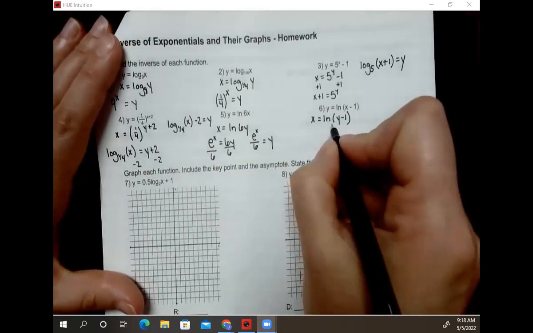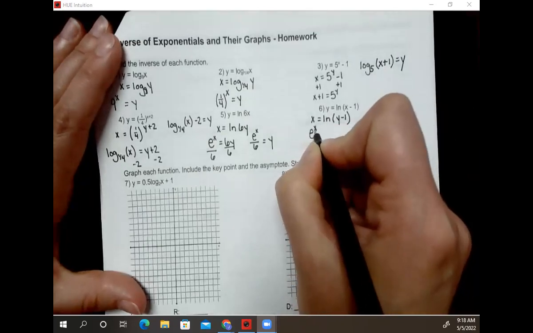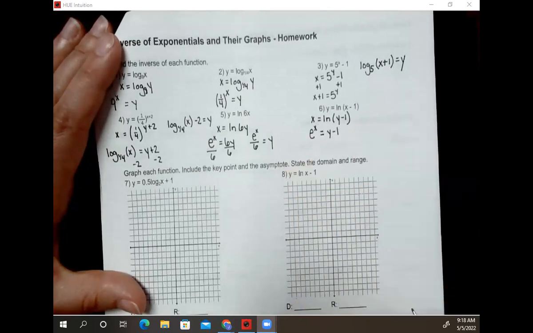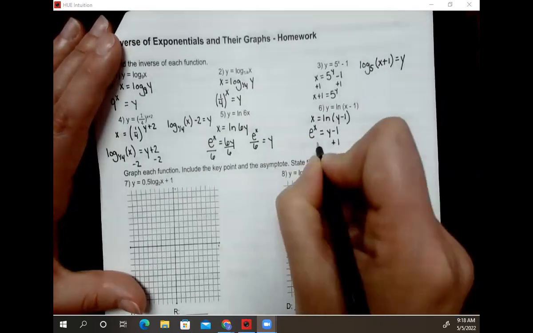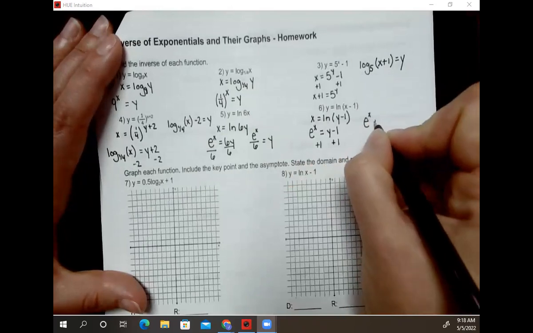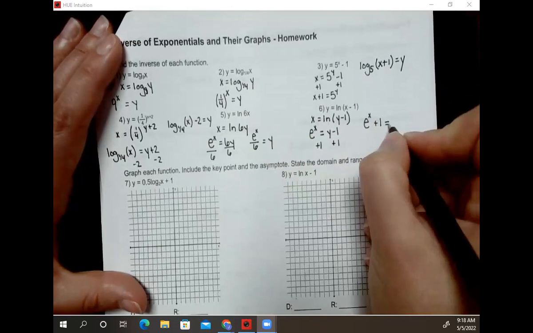So I'm going to go ahead and rewrite this. Again, natural log has a base of e, so this would be e to the x equals y minus 1. My last step here to get y by itself is to add 1 to both sides. So I would get e to the x plus 1. Notice that's not part of the exponent, equals y.